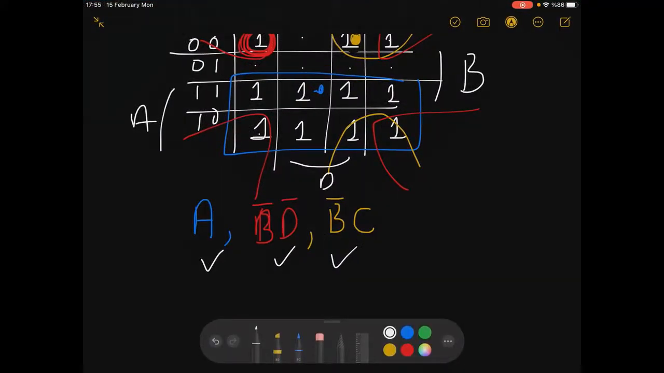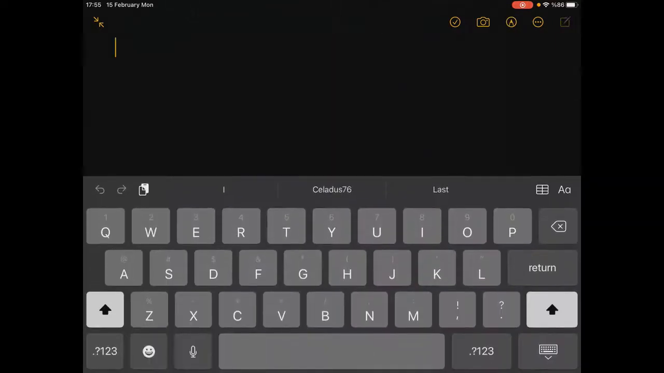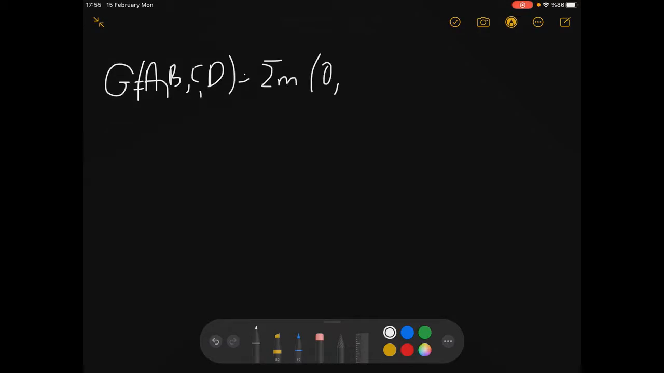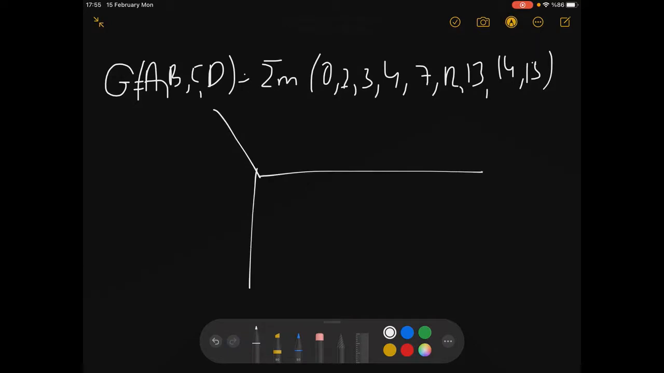So, a new one, and we'll call it G this time. Our function name is G. G(A, B, C, D) is the sum of minterms 0, 2, 3, 4, 7, 12, 13, 14, and 15. Now carefully, let's try to do this again.